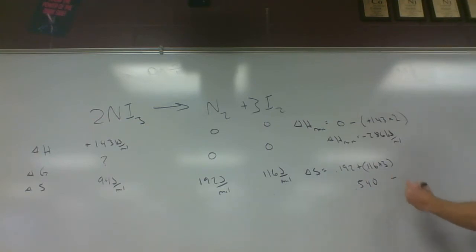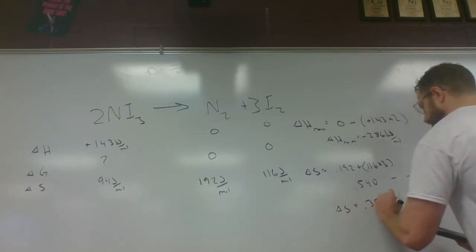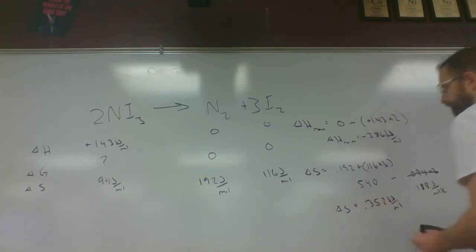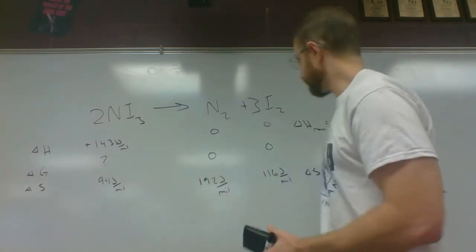And then if we subtract our reactants, that's going to be 0.094 times 2. So 0.094 times 2 gives us 188 joules per mole Kelvin. And so if we do 0.540 minus 0.188, that gives us a delta S of 0.352 kilojoules per mole. All right, so if we want to know the delta G of our whole reaction, we can do that.